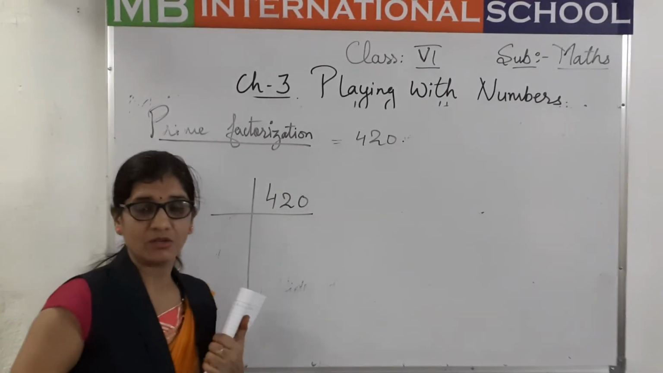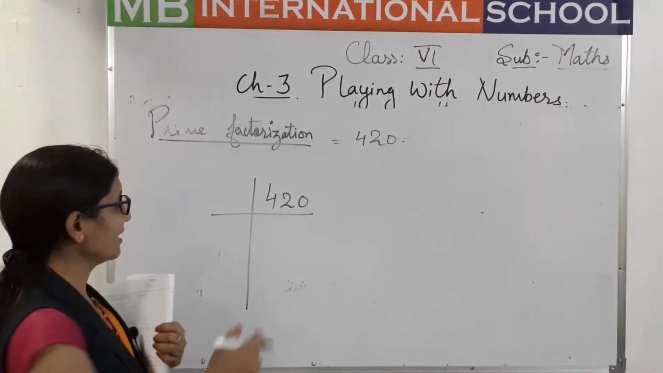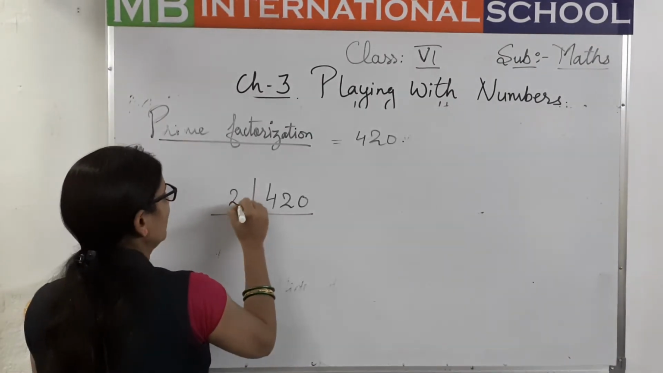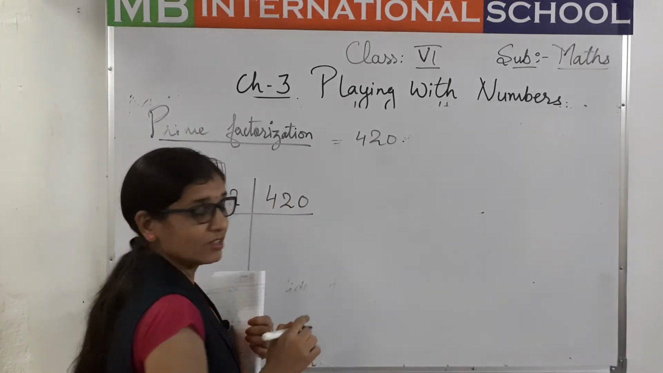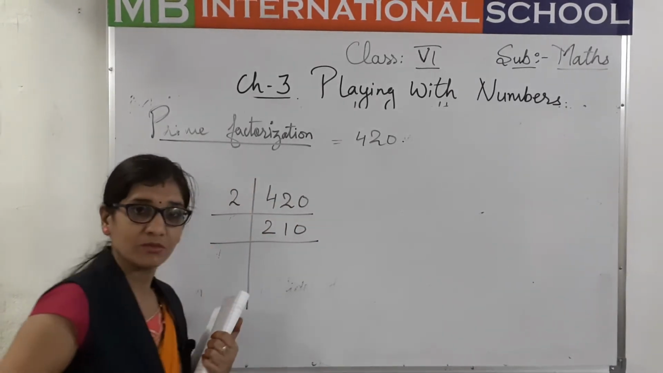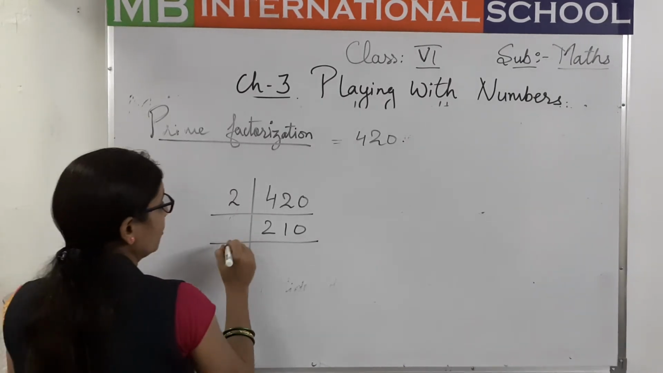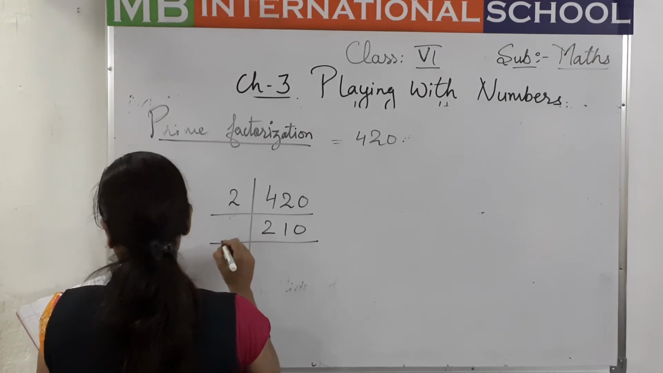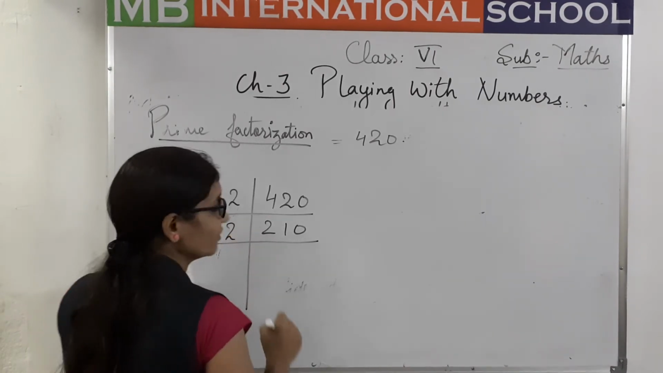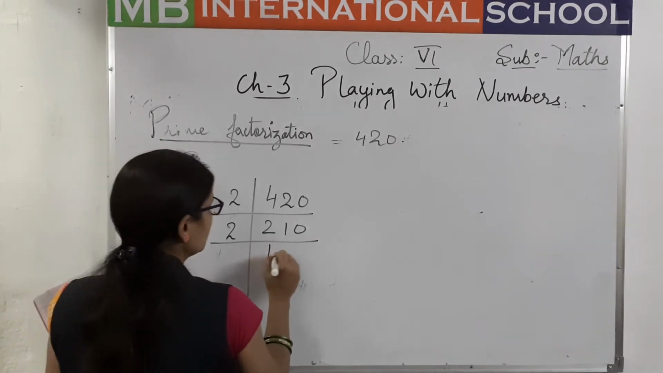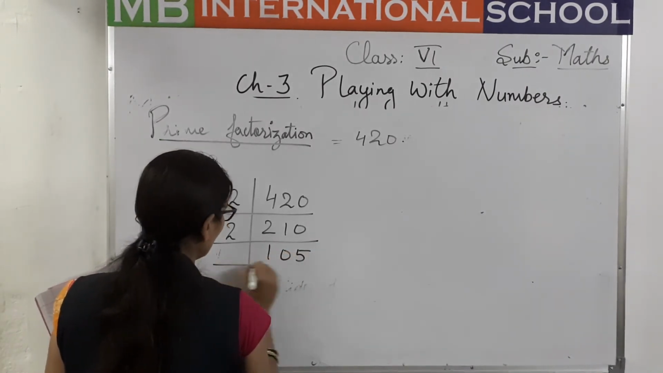So let's see. We already know that it is an even number, so it is divisible by 2. So we can divide it by 2, and the quotient we get, we can write below. Now again we can divide it by 2 because it is also divisible by 2. Just now we have studied the divisibility rule, so we can easily divide it by 2.